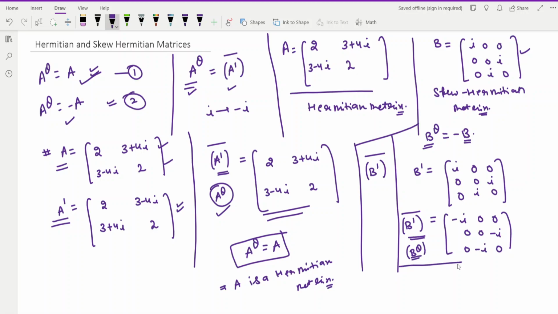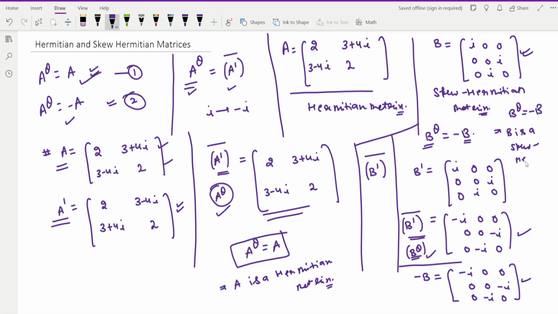Now let me get the value of minus B. Minus B means I multiply this particular matrix by minus 1. So it will be minus iota 0 0, 0 0 minus iota, 0 minus iota 0. Let me check whether this B theta is equal to this matrix. Yes, it is equal. So we got B theta equal to minus B. What is the claim? The claim is that B is a skew Hermitian matrix.